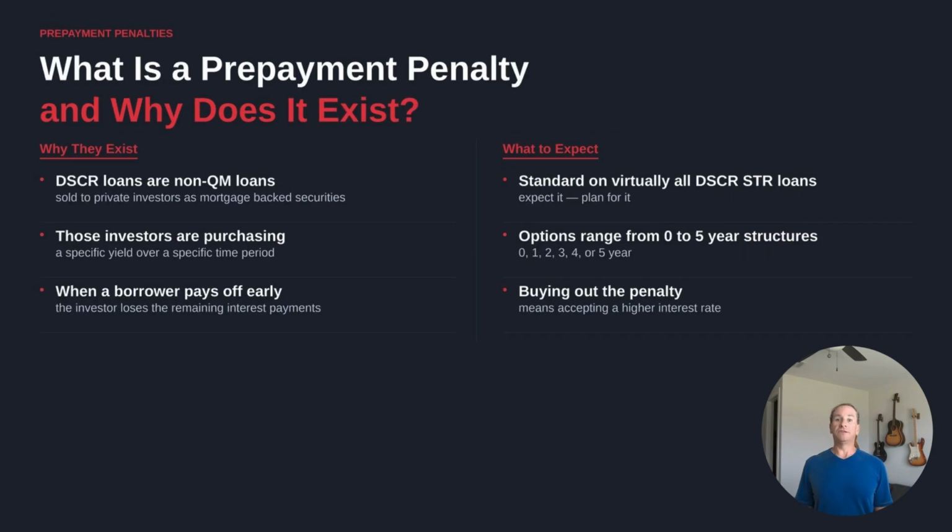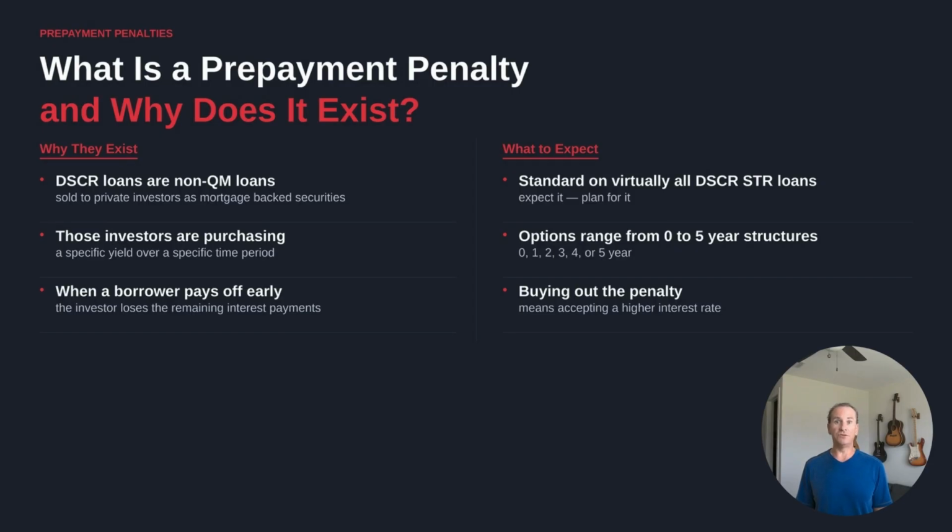So these loans come with a prepayment penalty. That's something to keep in mind. Why do they exist? DSCR loans are non-qualified mortgage loans. They're not an FHA or a VA or a conventional loan, for that matter. They're non-qualified, so you can do a prepayment penalty. These are more of a business purpose loan.